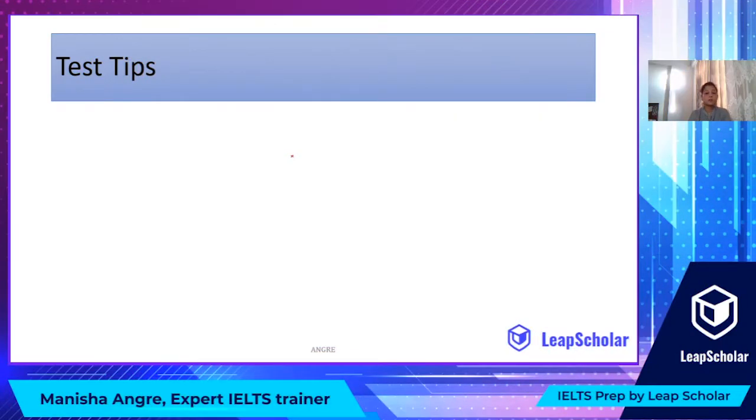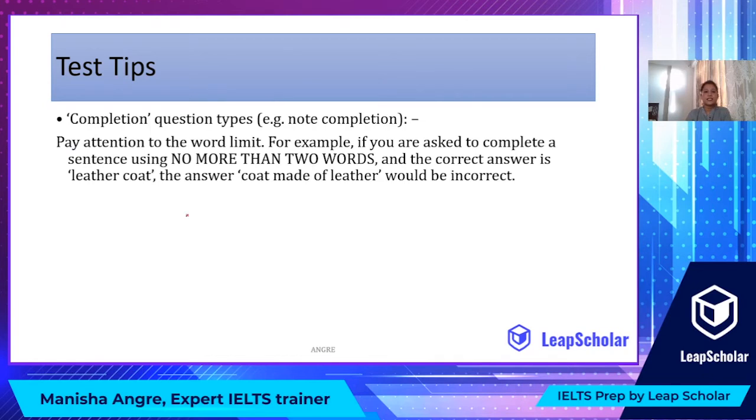Let's discuss some more tips that can be handy for you while understanding the entire reading module. First, if the question is a completion question type, what do you need to understand? First thing is, pay attention to the word limit given to you in the instructions. If it tells you to write no more than 2 words, you cannot even add an article to the 2 words. If the answer requires you to write leather coat, you cannot paraphrase it to write coat made of leather. That is 4 words, and therefore it will be considered incorrect. So reading instructions definitely helps.